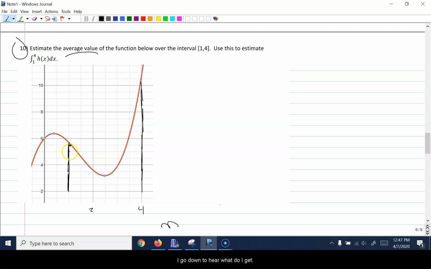If I go down to here, what do I get? Okay, this hump is a lot smaller now. This line is a lot bigger. Yeah, this looks about right. Something like this. Looks like the average value is about 5.